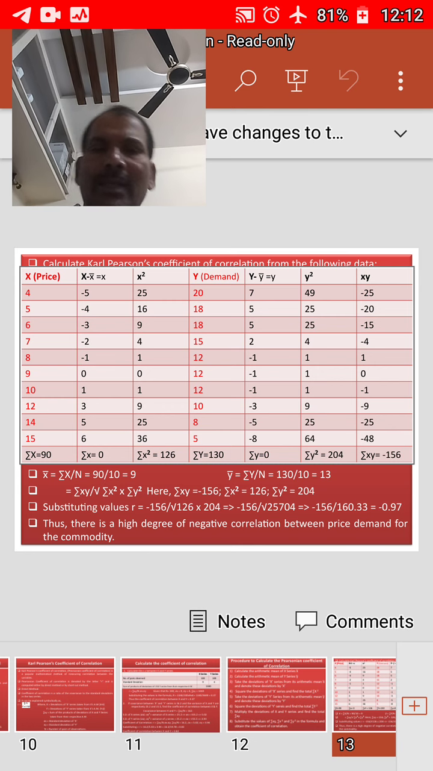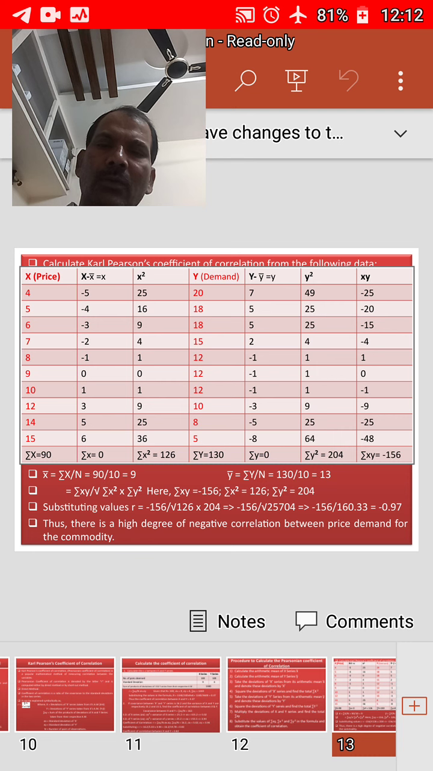Now we have all these, and we need to substitute them in the formula, that is sigma xy divided by the square root of sigma x square into sigma y square.